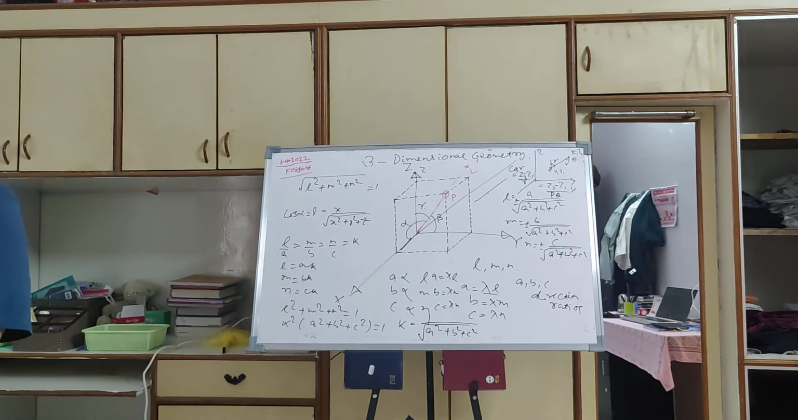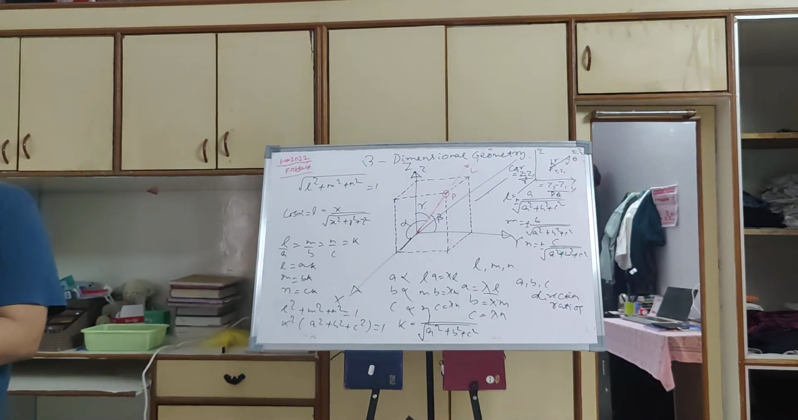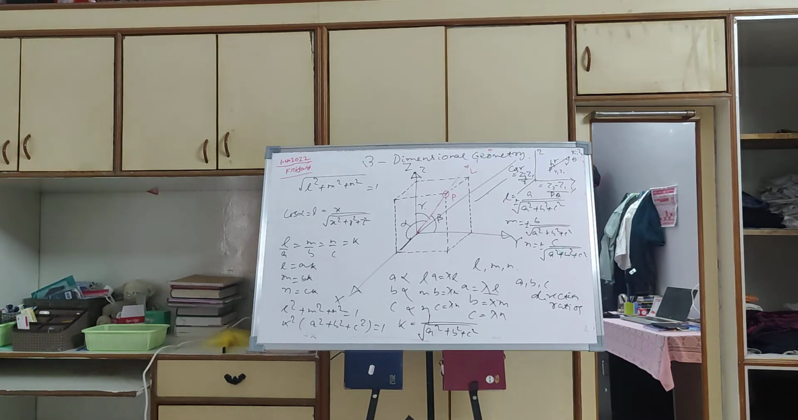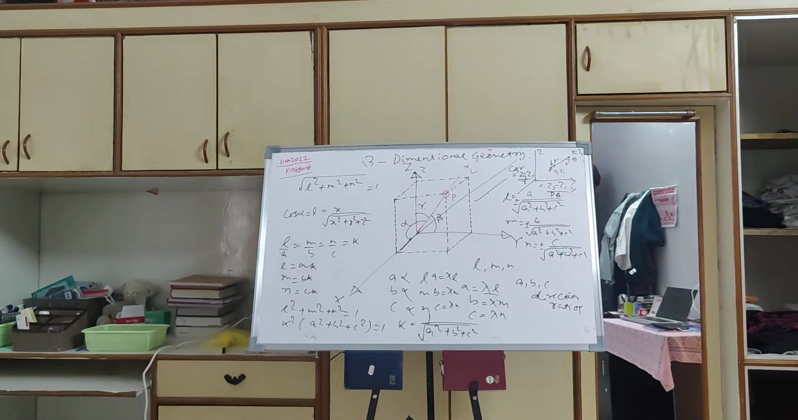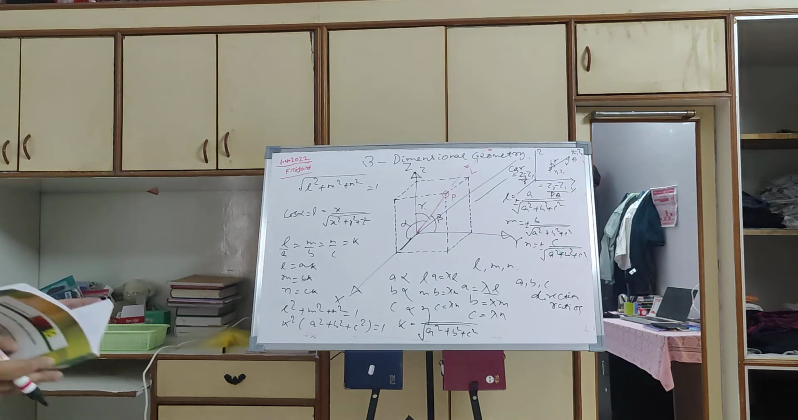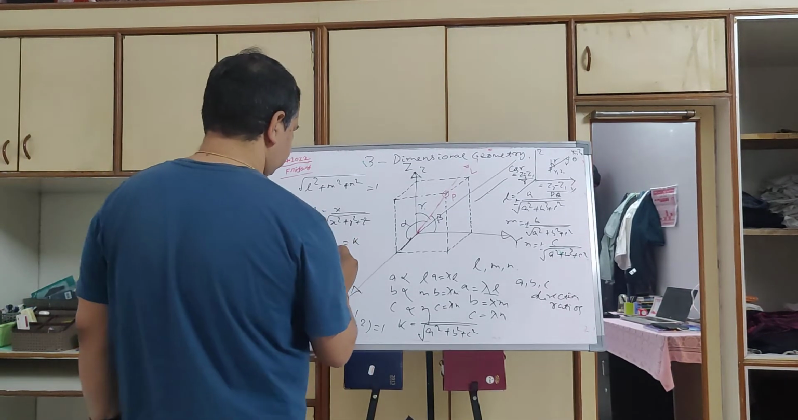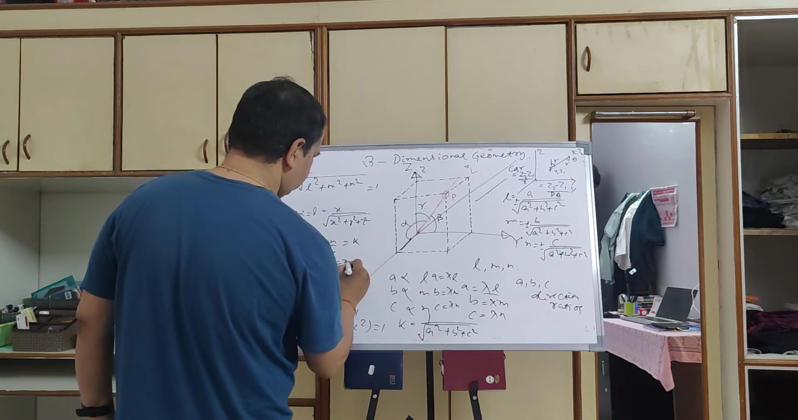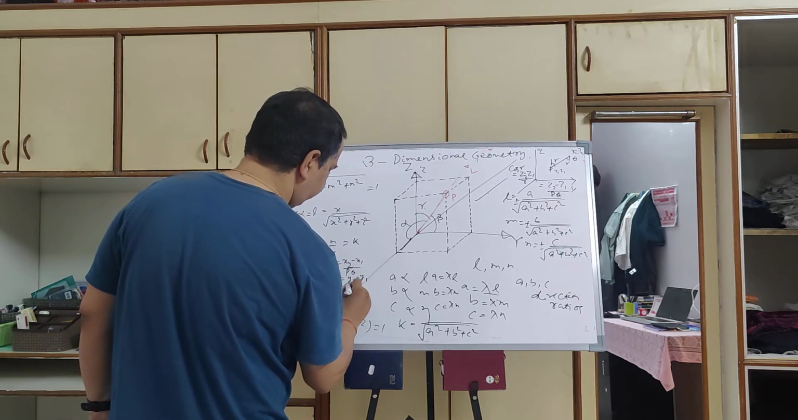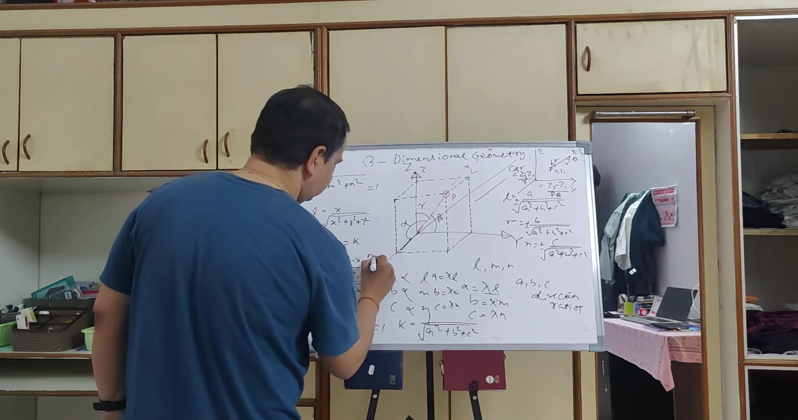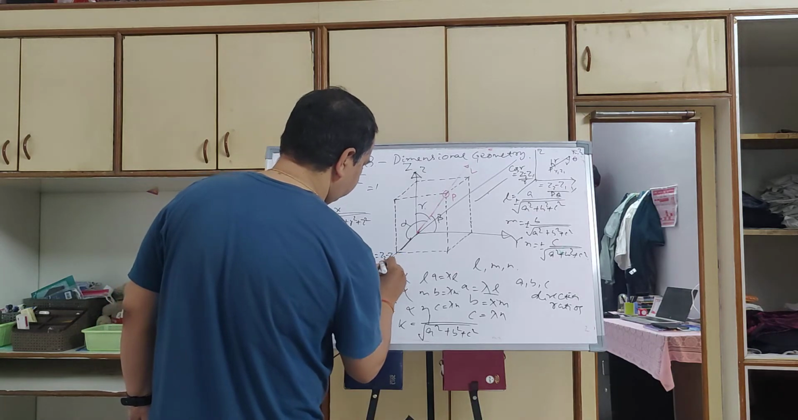Similarly, cos alpha you can write as x2 minus x1 by PQ, and cos beta as y2 minus y1 by PQ. So your cos alpha is L, cos beta is M, cos gamma is N. So my L is equal to x2 minus x1 by PQ, my M is equal to y2 minus y1 by PQ, my N is equal to z2 minus z1 by PQ.